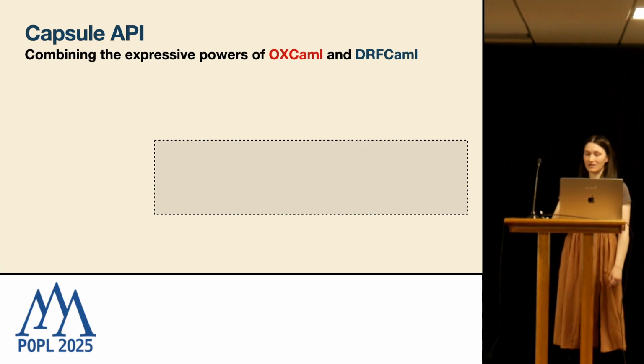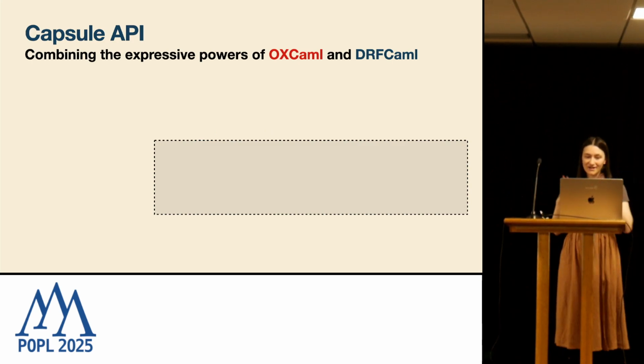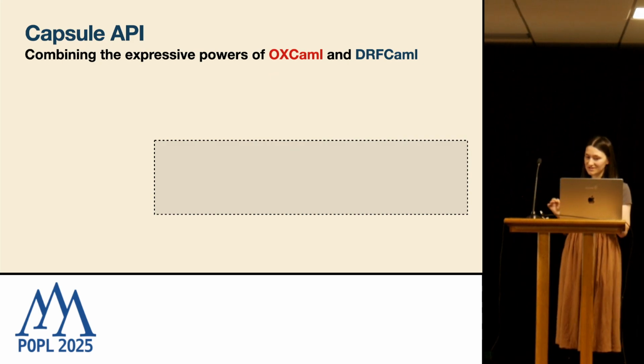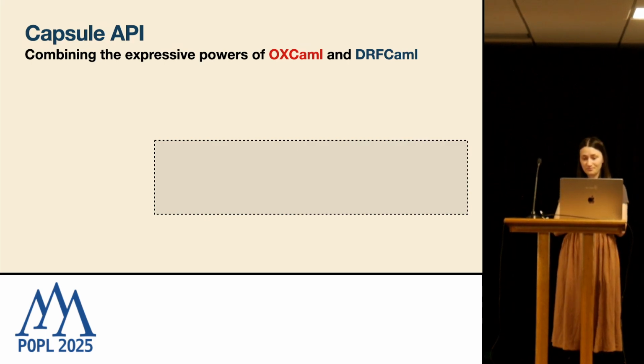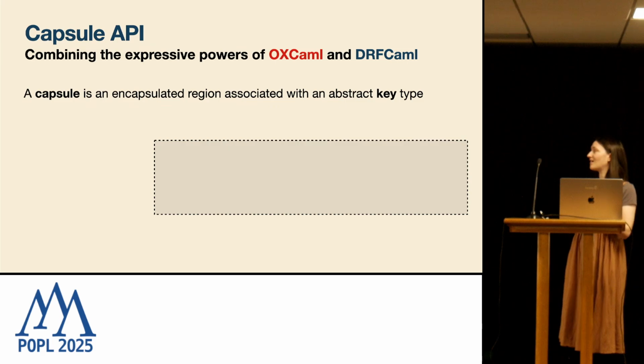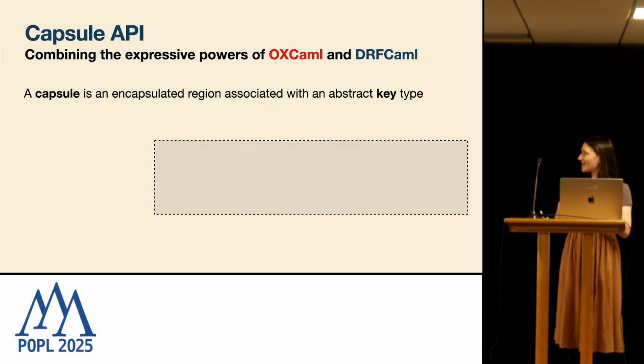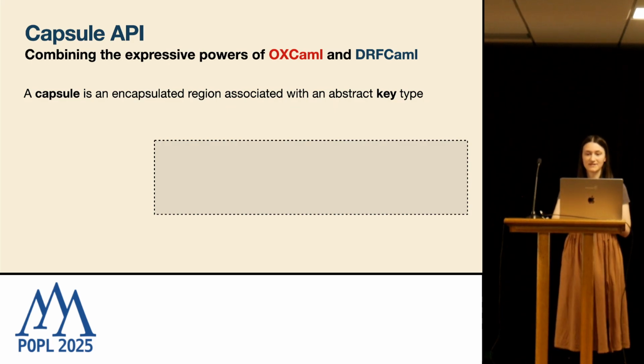So the capsule API really combines the full expressive power of both OxCaml and DRFCaml. It's going to use every mode accessed non-trivially. But simply put, a capsule is an encapsulated region associated with an abstract key type. So let's see how keys are created.